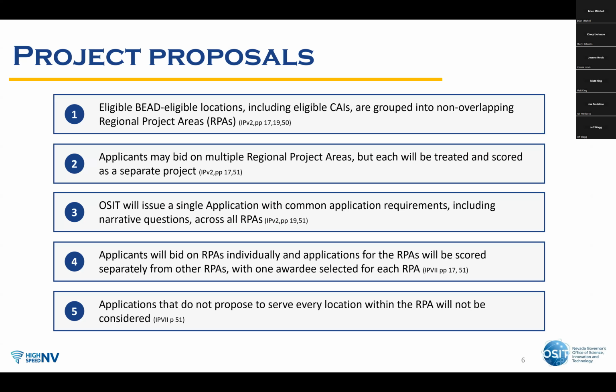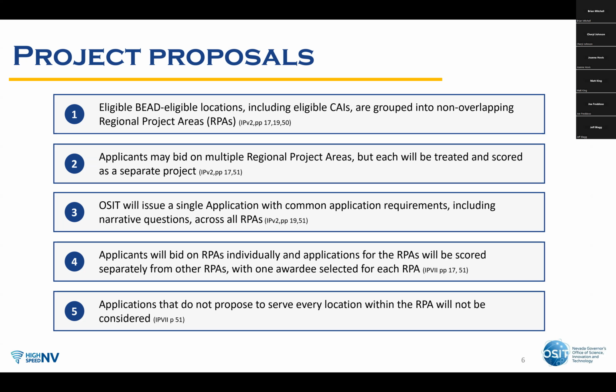Applicants must provide a separate application for each regional project area because each regional project area is a separate project. Applicants can bid on one or as many regional project areas as they like, but must submit a separate application for each of the regional project areas. And each one will be scored separately with a single awardee selected for each regional project area.